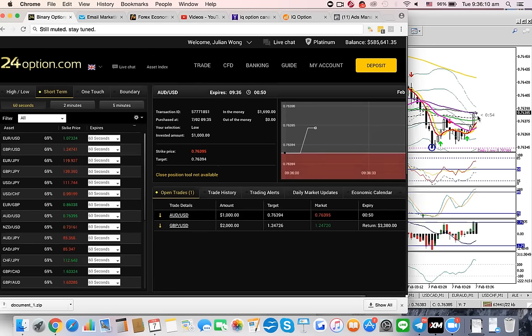I would have done a call, but it's pulled too far away from the trend line, from the moving average line, and it's on a higher moving average. So I'll do a put for now. Let it retrace back, and then continue with calls after that.